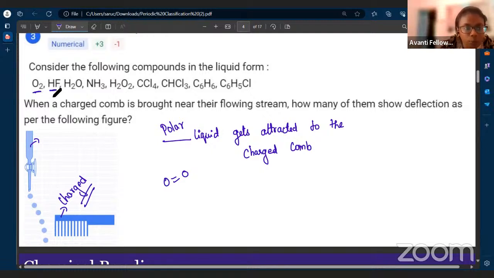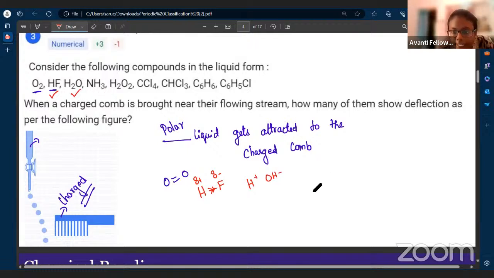Okay, whether HF is polar, we know that fluorine is more electronegative. It will pull the electron towards itself, so you have a dipole. Therefore it is polar. H2O is polar? Yes, we know that. H plus, OH minus. So it is polar in nature.